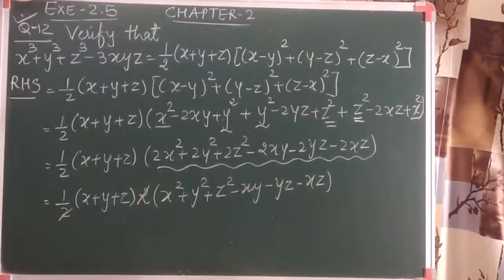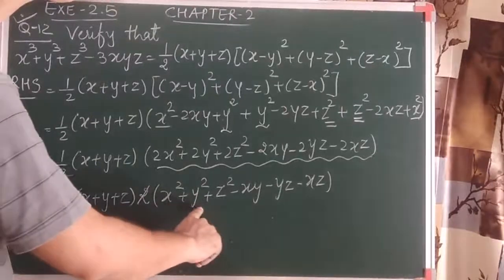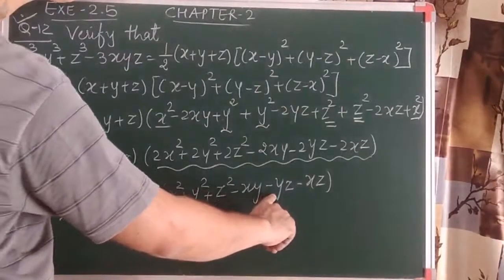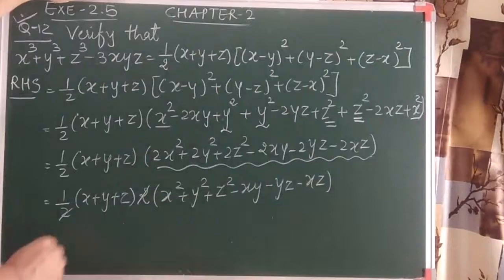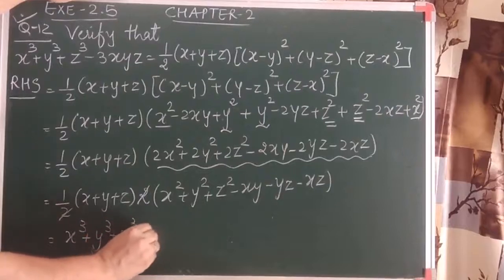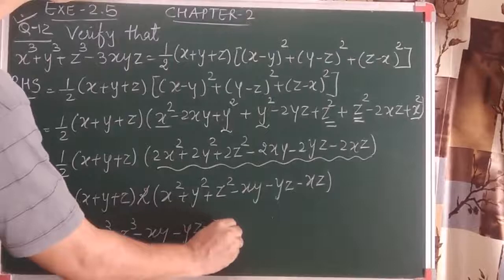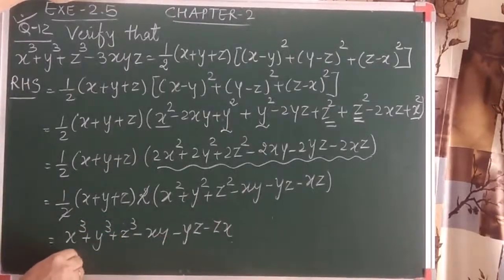Now when I cut this, you can see that it is in the form of x plus y plus z into x square plus y square plus z square minus xy minus yz minus zx. Now this is the formula of x cube plus y cube plus z cube minus 3xyz. Thus we obtain the left hand side. So just go through this question again. It is one of the most important questions of this exercise.